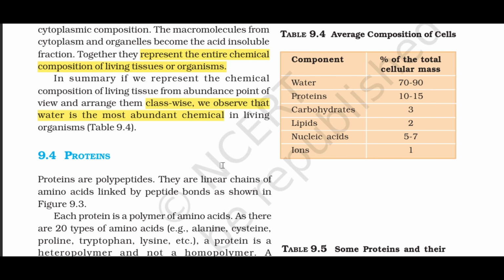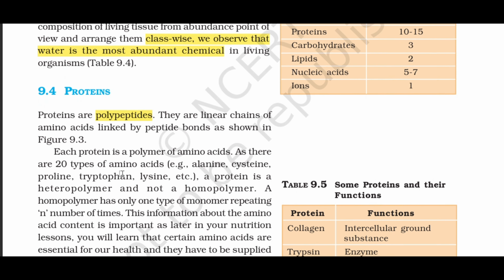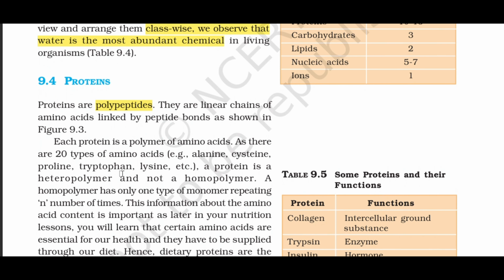Table 9.4. Proteins. Proteins are polypeptides. They are linear chains of amino acids linked by peptide bonds as shown in figure 9.3. Each protein is a polymer of amino acids.